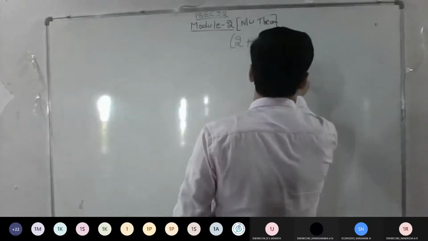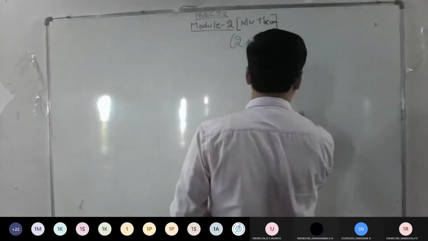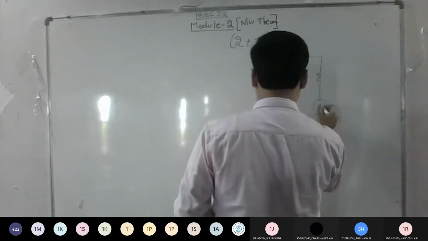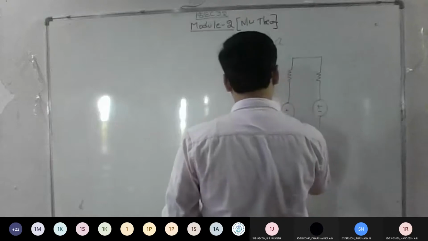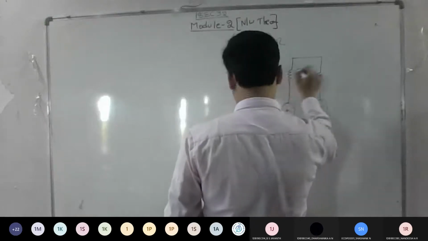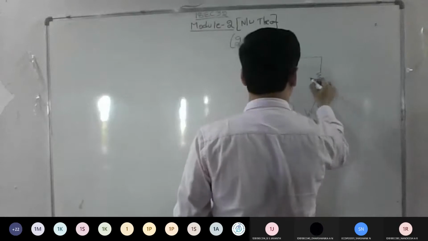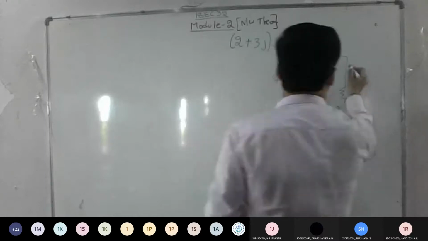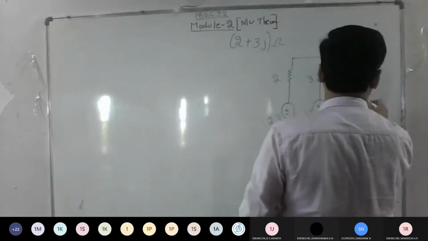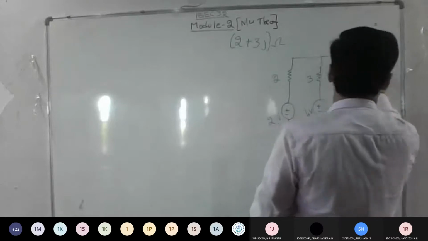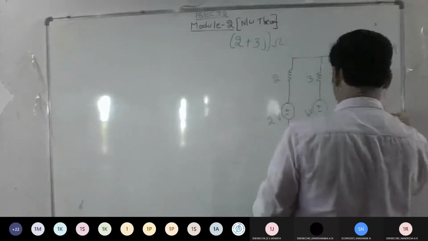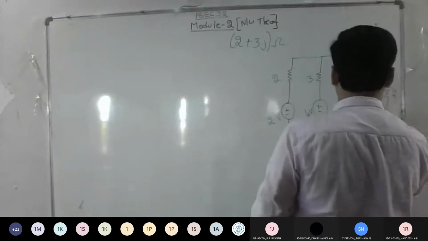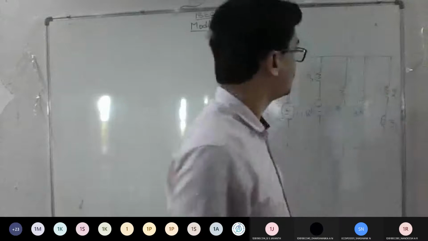So the question is given here. Just write it down. The given supply is 2 volt with 2 ohm, 4 volt with 3 ohm, followed by a 4 ohm resistor, along with a current source. I think you have not solved this type of problem with a current source. This is your 2 plus 3j, and the value of current is 10 amp. So this is the given question.